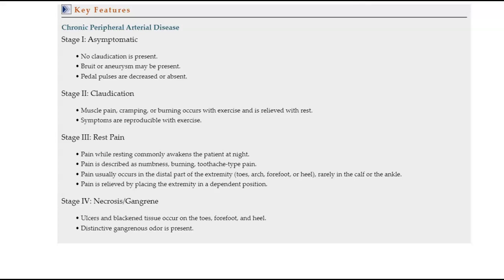And then as it progresses, they'll even end up with wounds that can be necrotic. So you'll see that black where actual cell death has occurred. And you'll see those ulcers or black tissues on toes, forefoot, and heel. With gangrene, you'll see an odor. And so sometimes if this progresses to necrosis or gangrene, patients will even end up with amputations. So it is important that you do assess for patients that may be at risk for this.